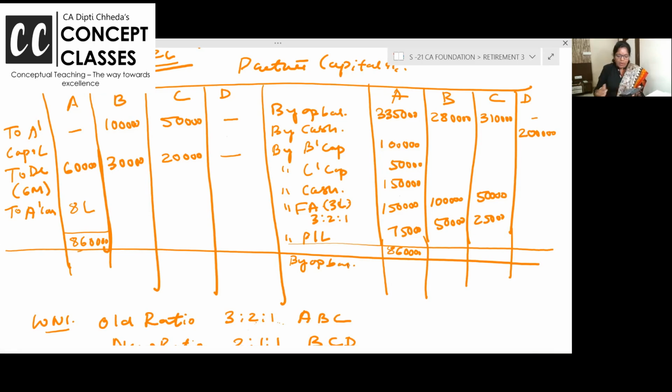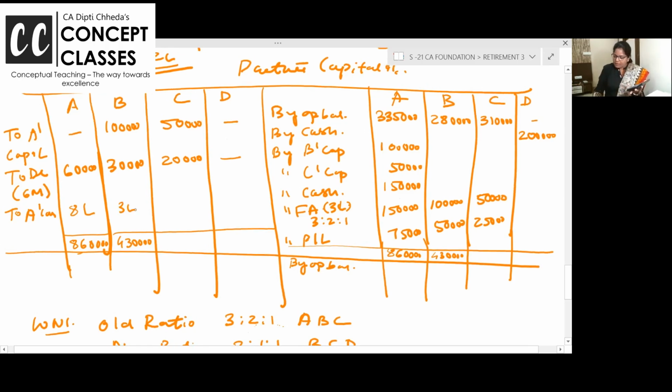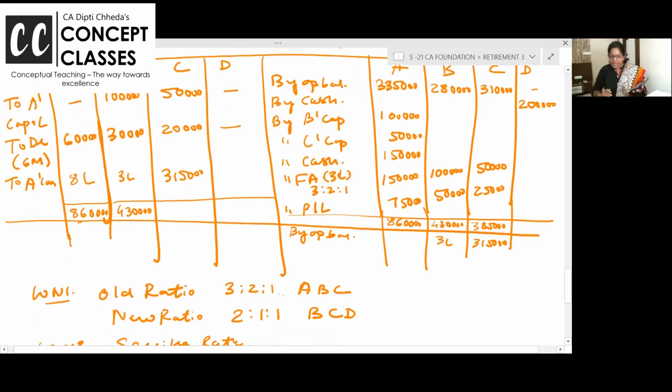280 plus 150 is 430. 430 minus 1,30,000 is 3 lakh. 310 plus 50 plus 25,000 is 385. Bring C's capital 3,15,000. Are you all following?